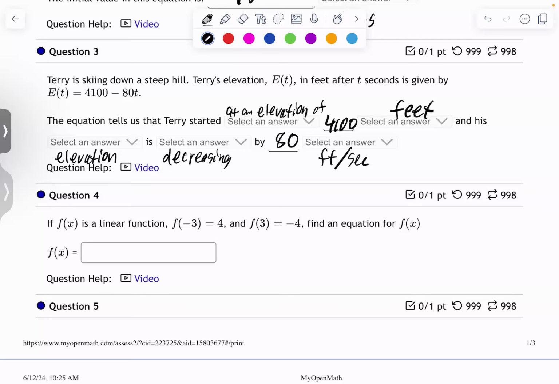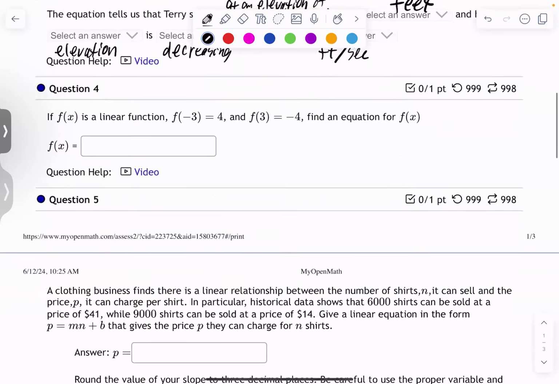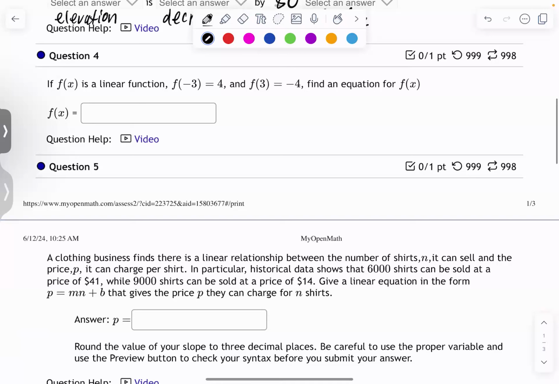All right, next up, if f of x is a linear equation and f of negative 3 equals 4 and f of 3 equals negative 4, find the equation. So what we're going to need to do, first of all, is find the slope. And to be clear, this is y sub 2, x sub 2, x sub 1, and y sub 1. So this is going to be negative 4 minus 4 over 3 minus negative 3. Be really careful with the double negatives.